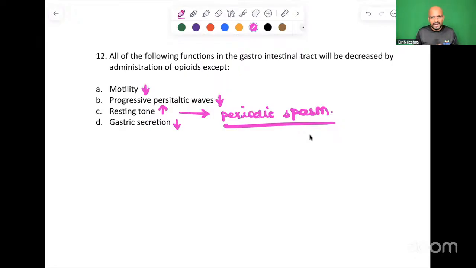Crampy abdominal pain might be developed whenever a patient is under opioid therapy. Of course, most of you would know that for opioid-induced constipation, there is no development of tolerance. And not only for that, even for miosis, there will be no development of tolerance. That is a question which is derived from this. But the primary question here is resting tone is the answer, because that is going to be increased. All the others will be decreased.